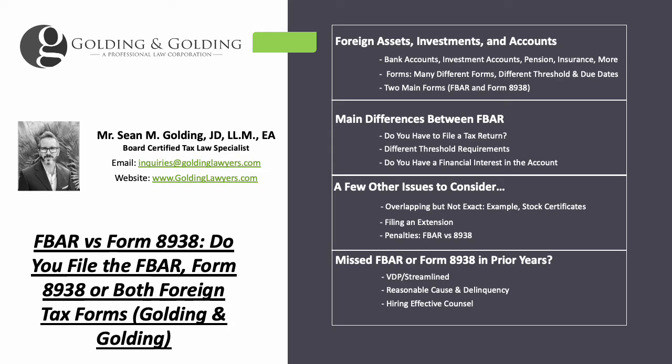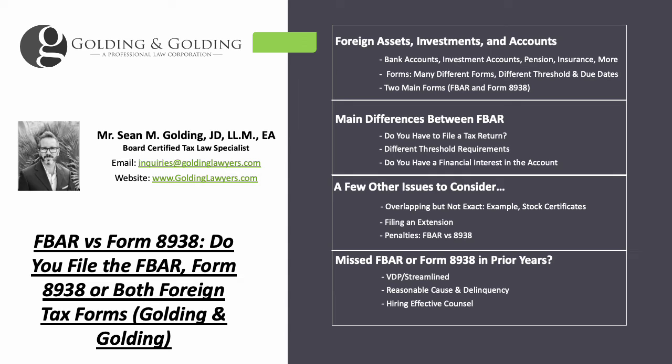A couple of other considerations with the forms. There is overlapping between them, of course, right? But it's not identical. Here's an example. If you have a bank account, that's going to be reported on both. But let's say you have a stock certificate. Well, a stock certificate is going to be reported on Form 8938 if you meet the threshold. Stock certificates are not reported on the FBAR. But if it's a stock account, let's say, like an Ameritrade, Scottrade equivalent overseas, that would go on both forms, assuming the threshold requirements were met for both.